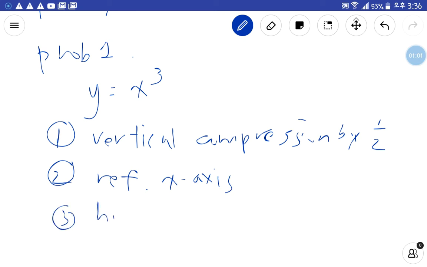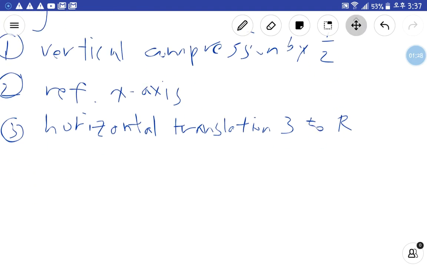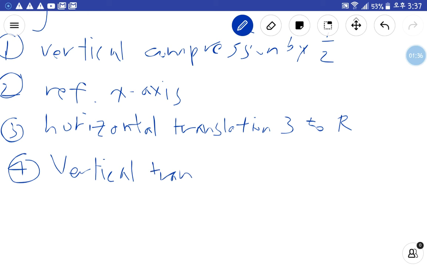and then a horizontal translation three to the right, and then you have a vertical translation two units up.